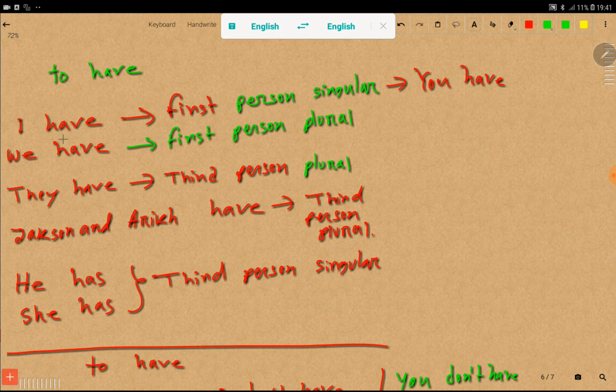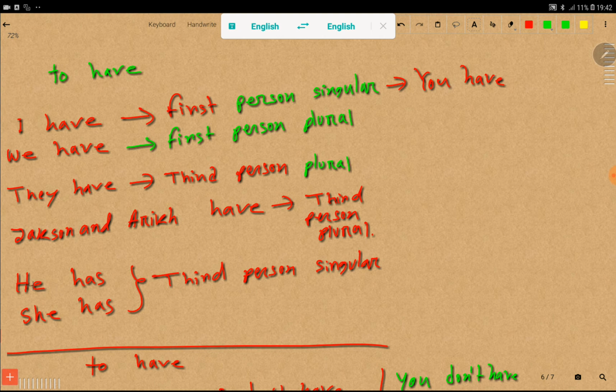However, look at here. I have. I is first person singular. So with first person singular, we'll use have. You have. Here you is second person singular, right? So we'll use have. We have. Here we is first person plural. So we'll use have. And they have. They is third person plural. At least they means at least two people. So with third person plural, we'll use have. They have.